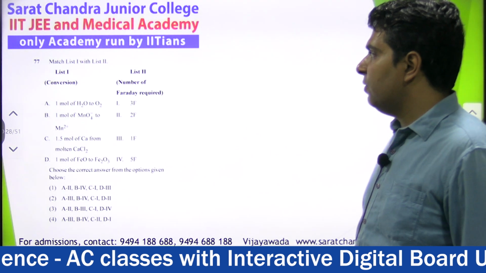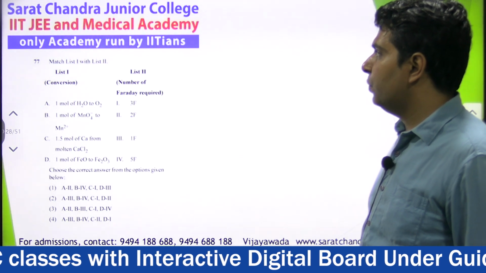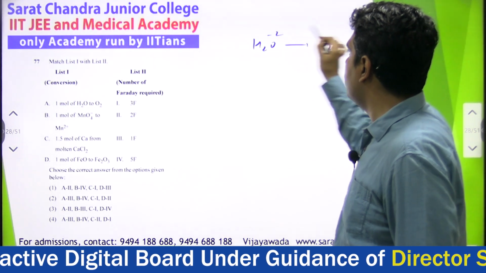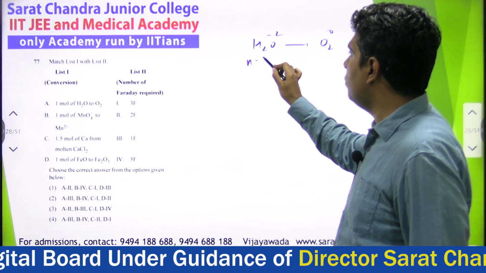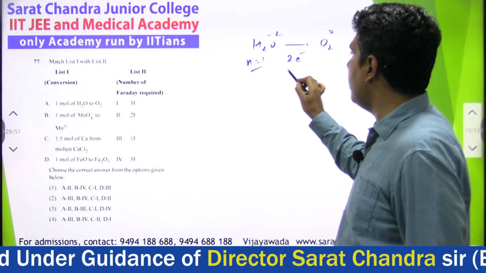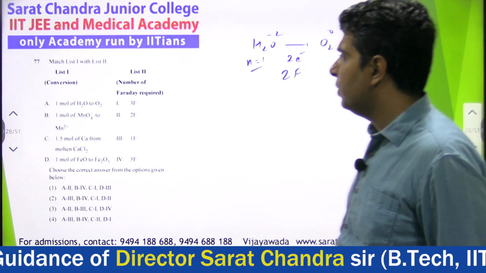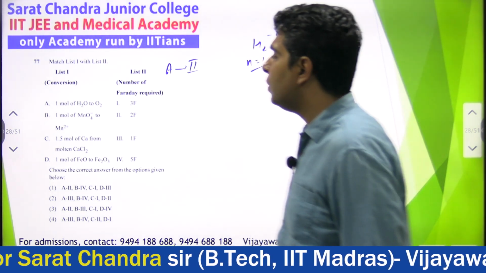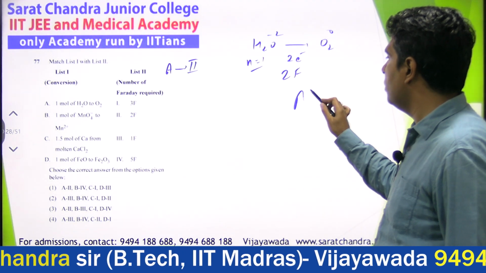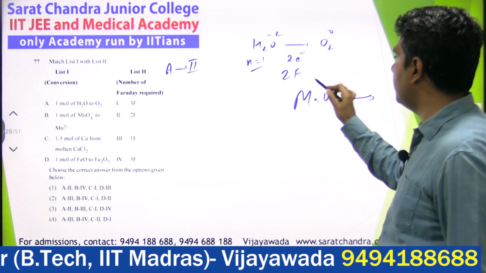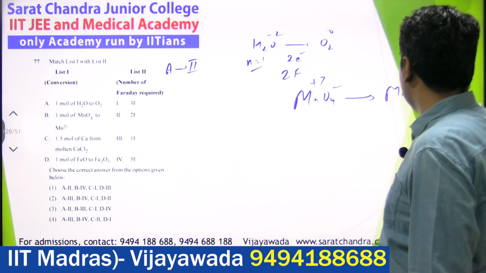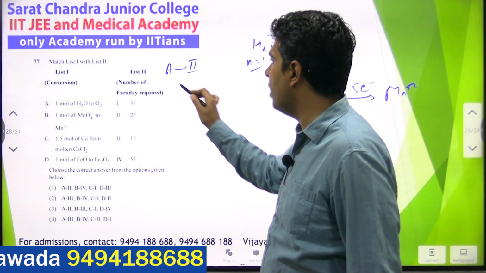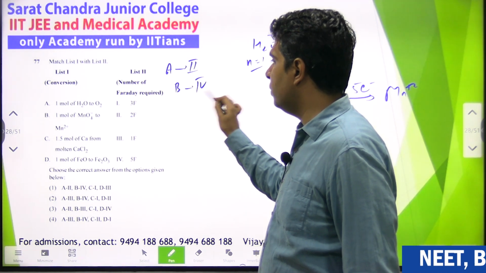Then come to the next, 77. 1 mole of H2O to O2. If you are converting 1 mole of H2O to O2, oxygen is -2, it is going to 0. So for 1 mole of H2O, there will be 2 moles of electron required. That means 2 Faraday of charge will be required. So A is corresponding to 2. 1 mole of MnO4 minus to Mn plus 2. So in MnO4 minus, manganese is in +7 oxidation state going to +2. There will be a change of 5 electrons. So for 1 mole of this, 5 moles of electron, that is 5 Faraday, will be required. So B is corresponding to 4.